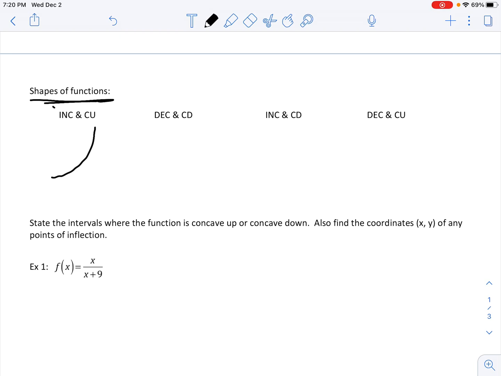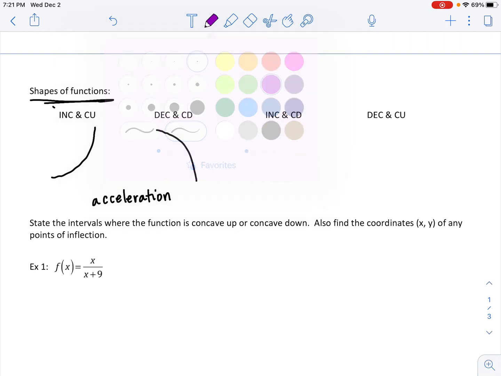Like e to the x. If you switch that over and do decreasing and concave down, it's just the reverse in the opposite direction, right? It's a very steep drop off. So we say that these two types of functions are accelerations, right, of whatever the function might be modeling. And then we also have over here, increasing concave down, which faces the other way.